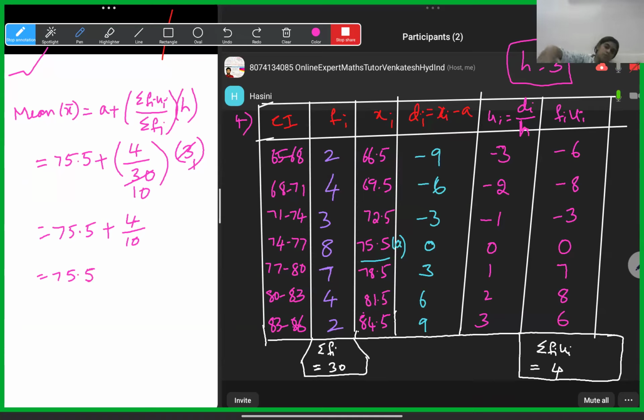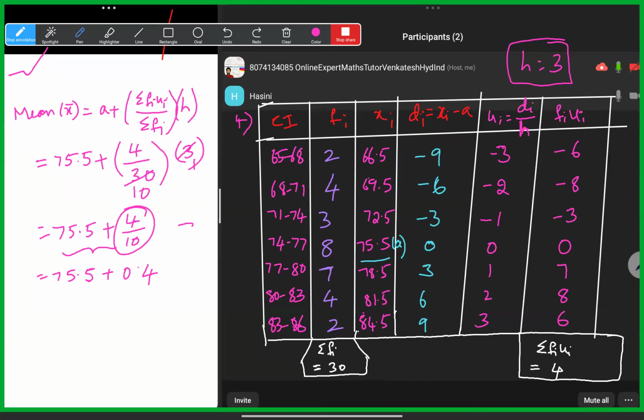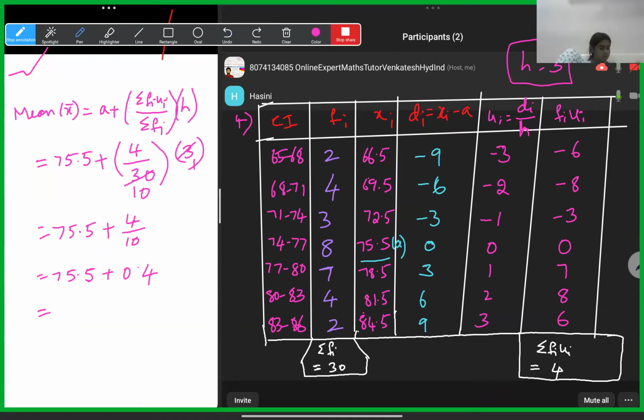0.4. Here we should not prefer LCM, it's a waste of time. We can just find the decimal value of this because it's a smaller fraction and add it with that. Otherwise you have to do LCM, 1 into 10, and finally do the division to find the answer in decimal only. We should find the decimal of the smaller fraction and add it with the desired value.